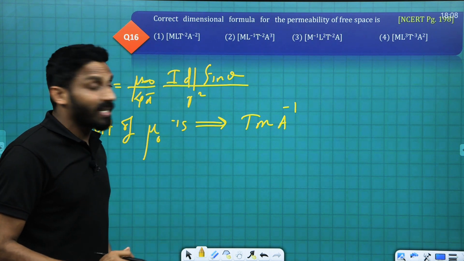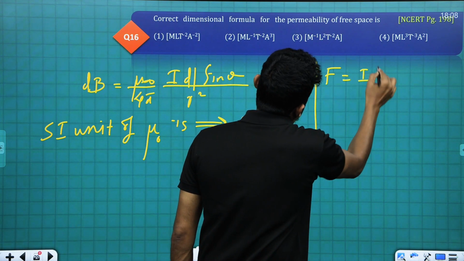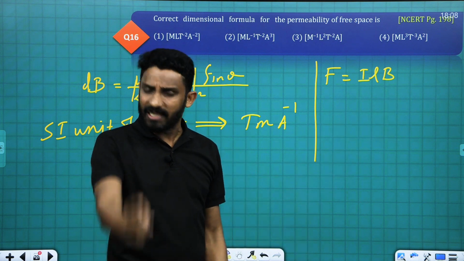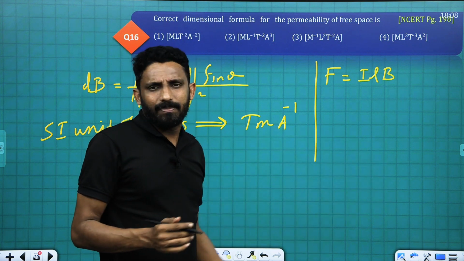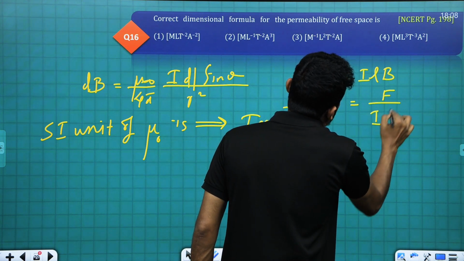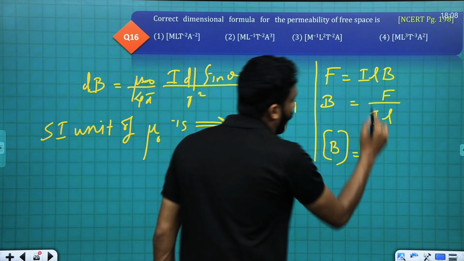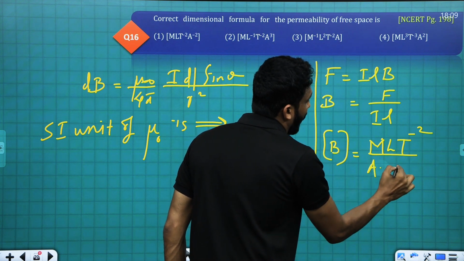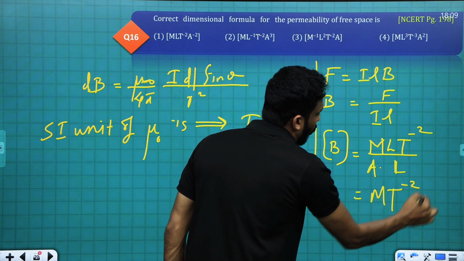Now, what is Tesla? Tesla is the SI unit of field intensity. We have F is equal to ILB. Different equations connect the field intensity with other quantities. Force is I into L cross B, the Lorentz force, or F is equal to Q into VB. Accordingly, field intensity is force divided by current into length. Then what is the dimensional formula of field intensity? That of force is M L T to the power minus 2, divided by that of current A and L. L cancels. This is M T raised to minus 2 A raised to minus 1.